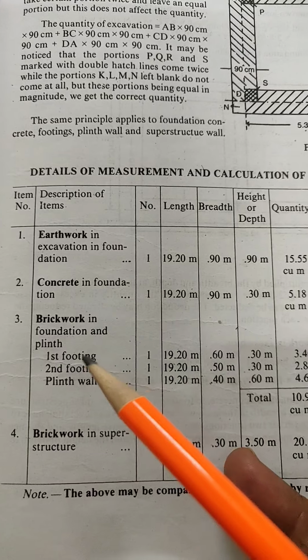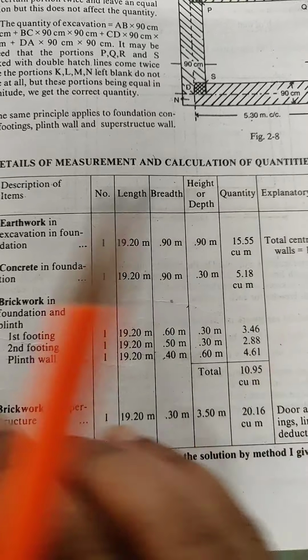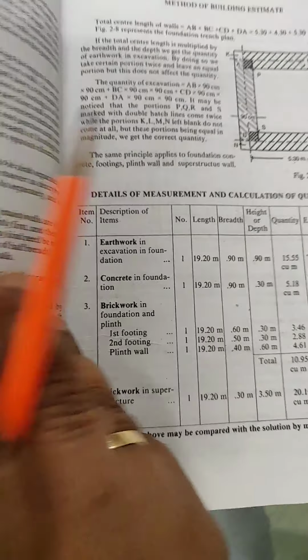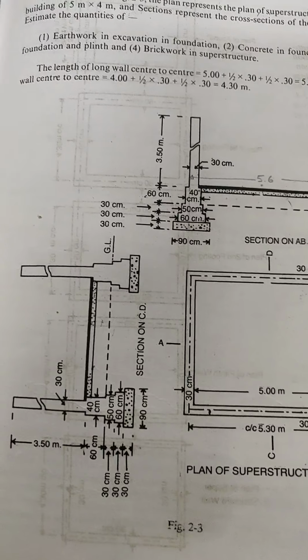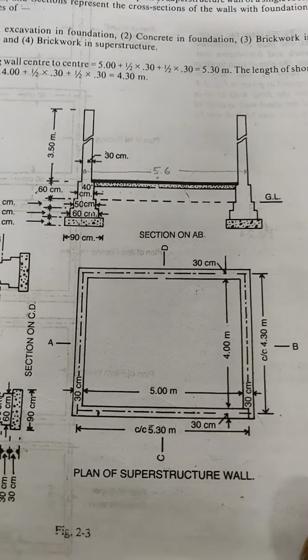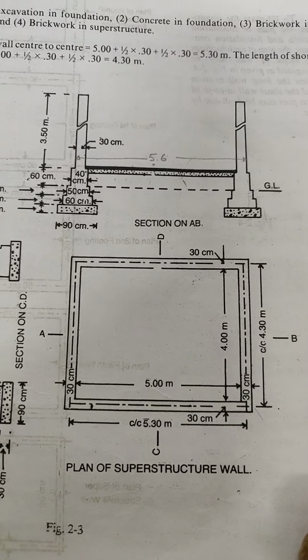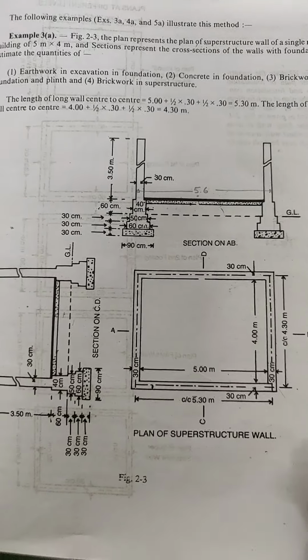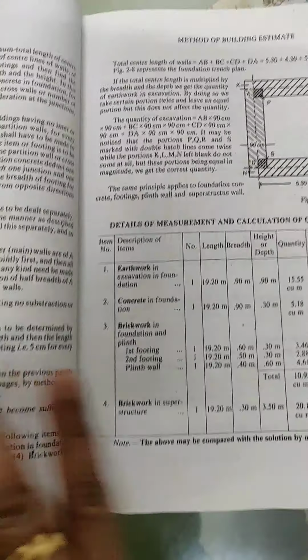Then brickwork for first, second and plinth. This example is already taken, we have taken the sections earlier in the long wall short wall method, the same sections here. Here the inside dimensions given were 5 by 4. Later we calculated the center line and we started with the example. So this is the same section we have to take.